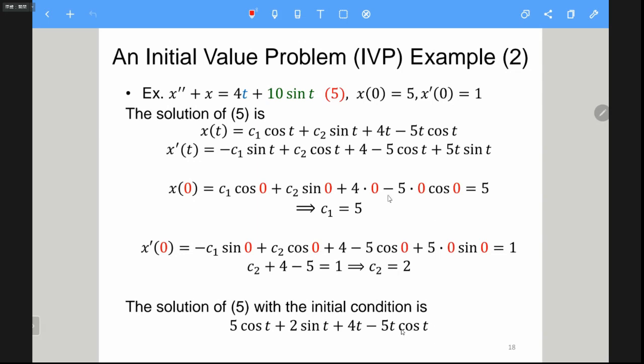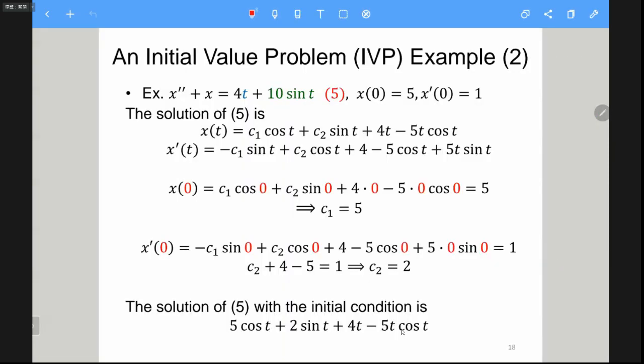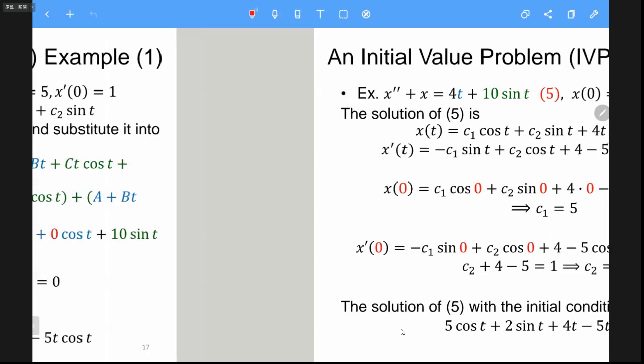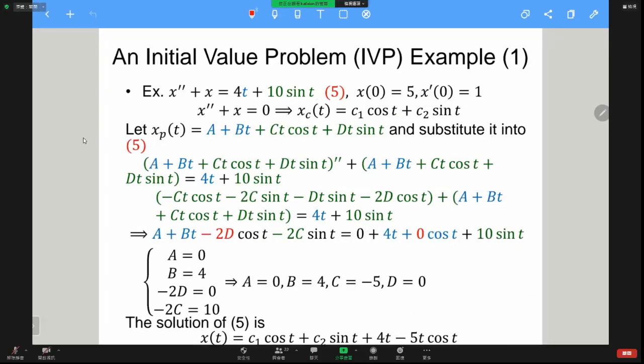So with the initial value, we can solve for the complete solution. Okay, so this is pretty much the summary for solving constant coefficient ODEs, and let's take a 10 minute break and then we will enter chapter 32.